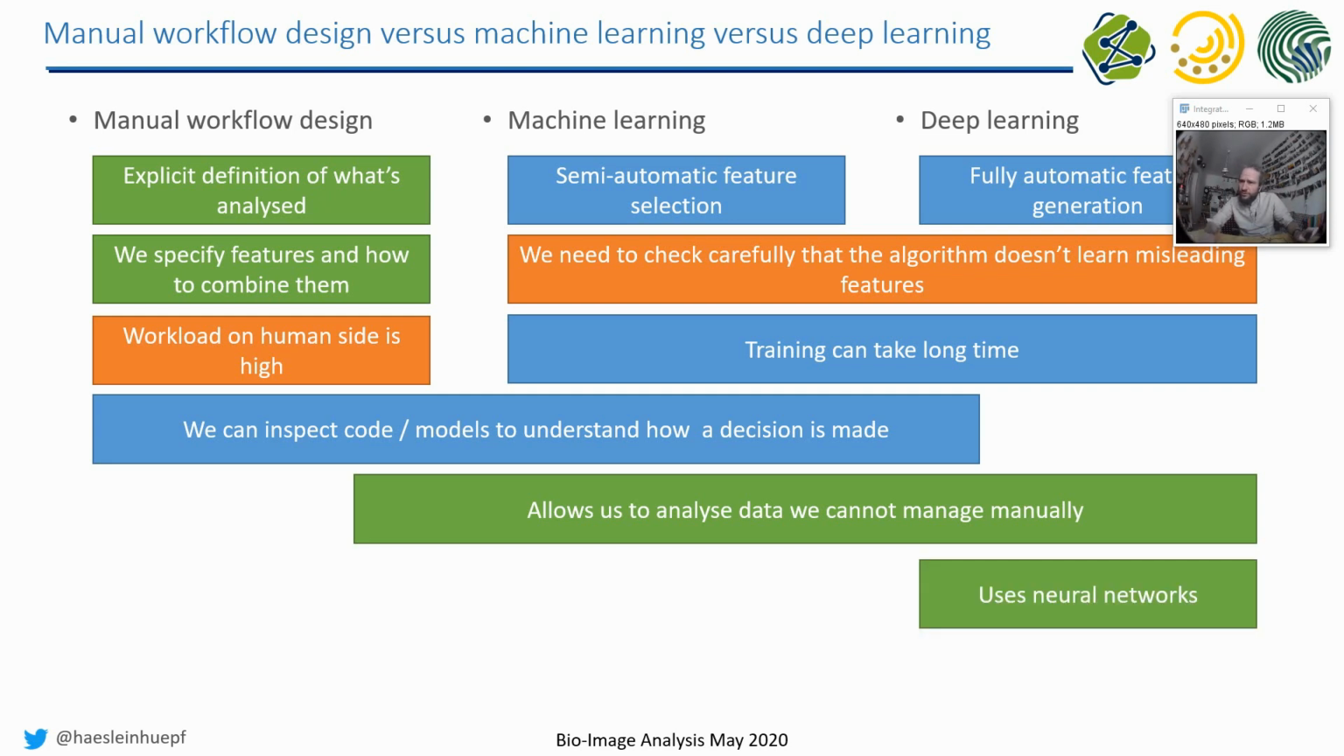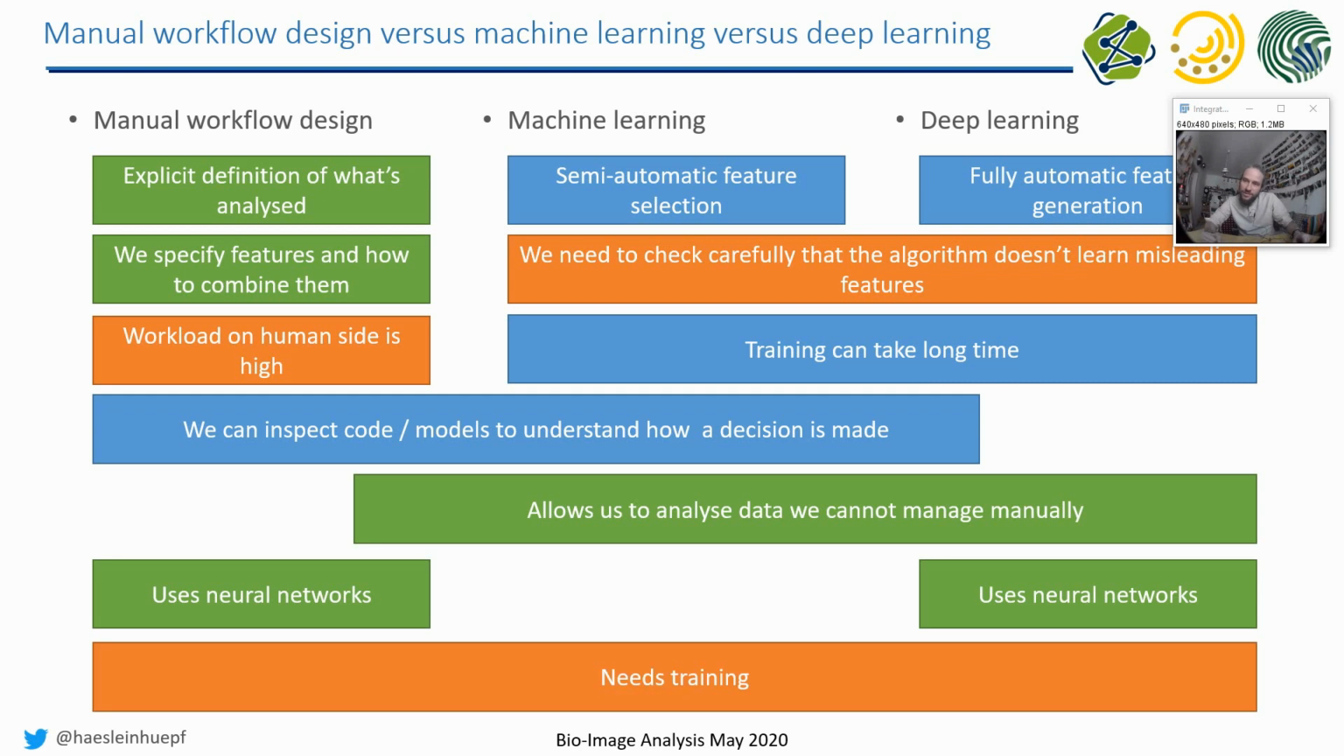Deep learning algorithms usually use neural networks. Manual workflow design is done in neural networks, right? Don't forget that. It's the same technology, just a little bit differently implemented, but the algorithms behind are similar to some degree. And last but not least, and that's maybe the most important point on this slide, or maybe the most important point in this whole talk, all of them need training. So if you can program your workflow yourself after half a year of training, fine, you have solved your problem. If you have to train a neural network for half a year in order to solve your problem, fine, you have solved your problem. But it all comes with training.